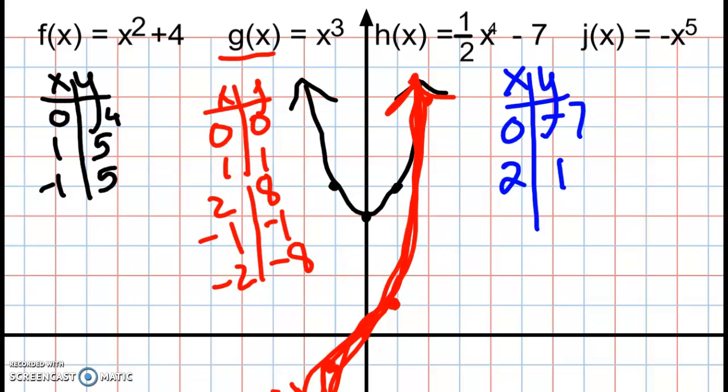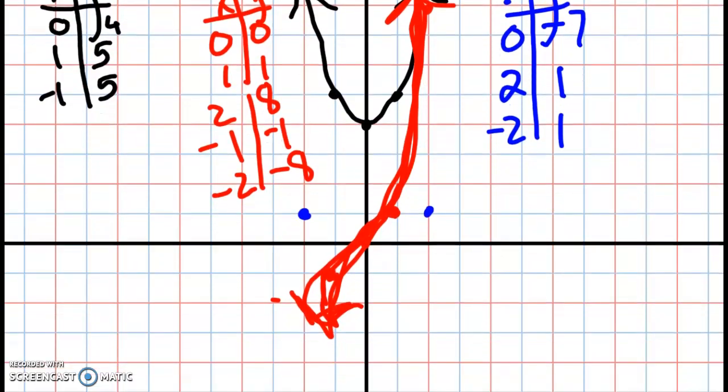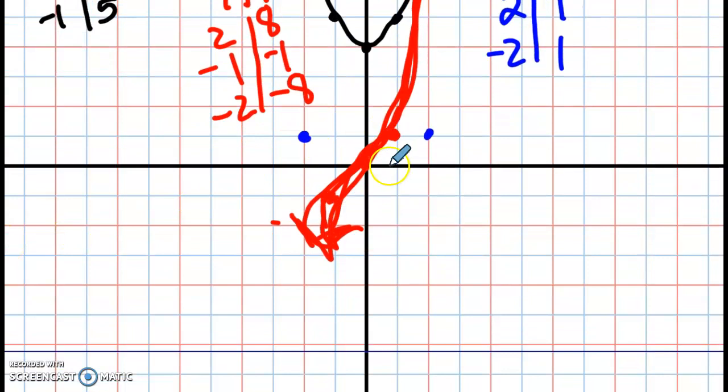Okay, if I put negative 2 in, I pretty much have the same thing, don't I? Negative 2 to the fourth is also 16. Positive 16, half of 16, I still get 1 there. So 2 gives me 1, negative 2 gives me 1, but for 0, I was down at negative 7.